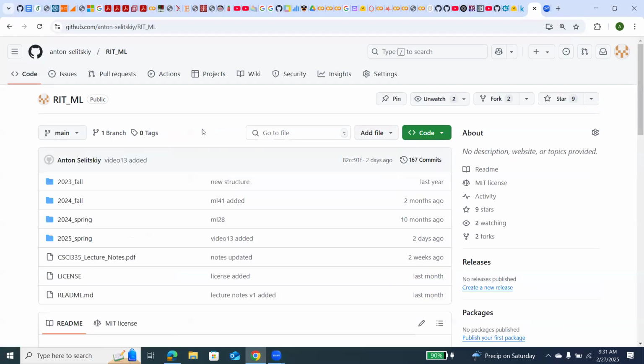Hey, good morning, guys. We will start with example for multi-class classification that we didn't finish last time.